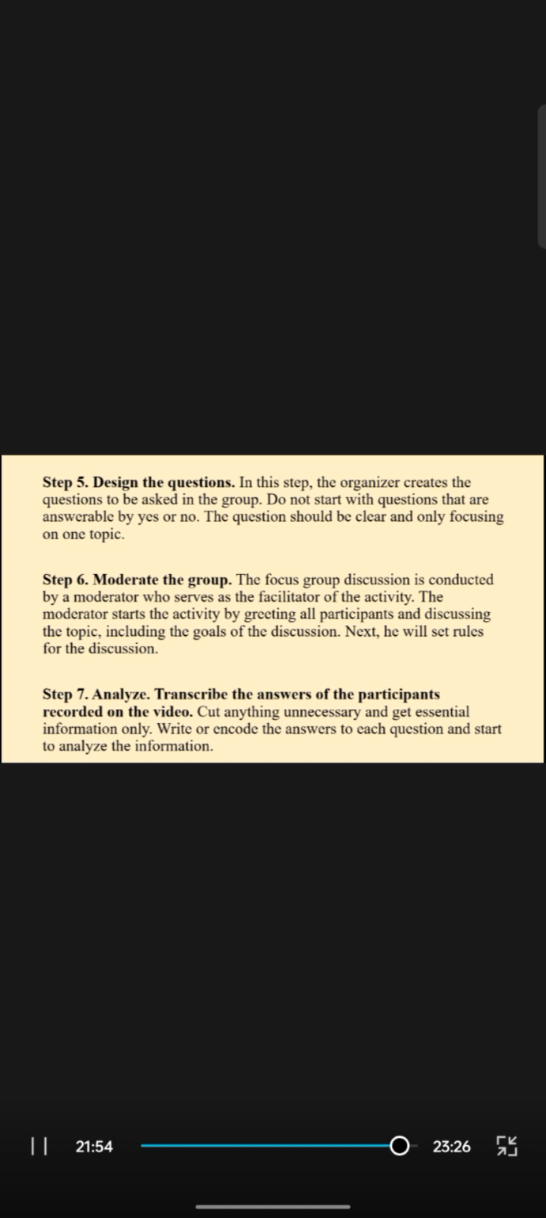Then, step 7, analyze. Transcribe the answers of the participants recorded on the video. Cut anything unnecessary and get essential information only. Write or encode the answers to each question and start to analyze the information. So, here you transcribe the recorded answers of the participants.